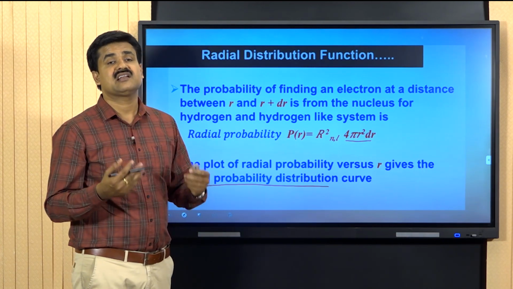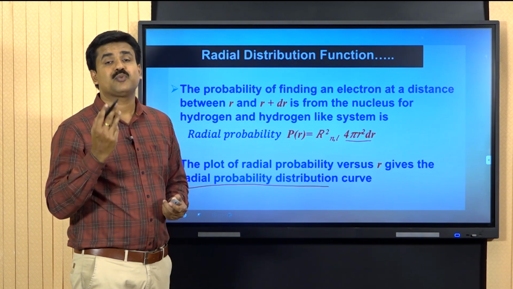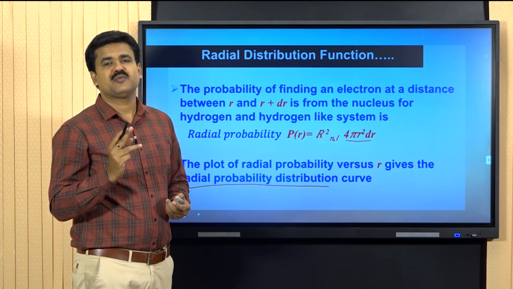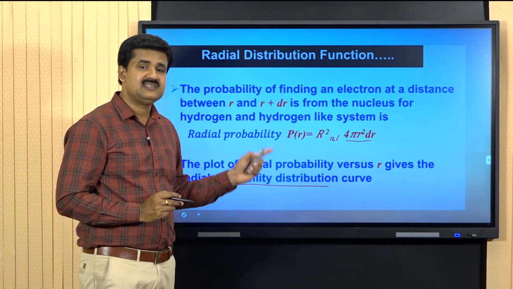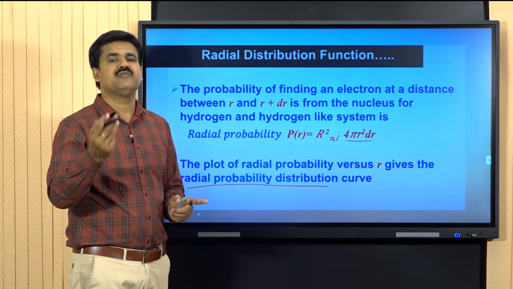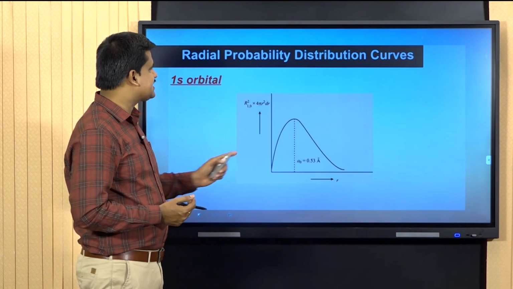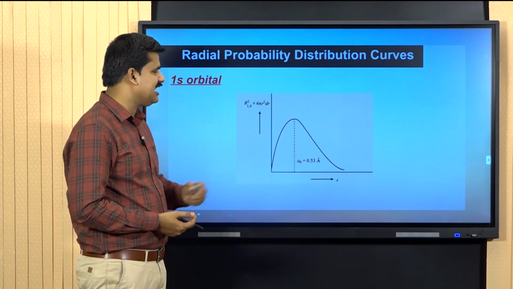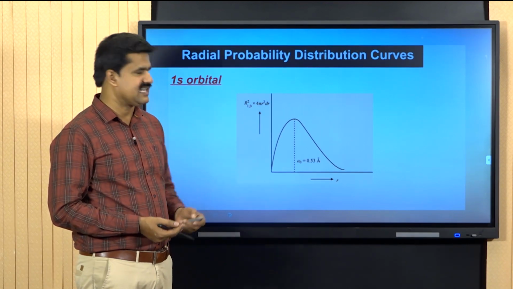The plot of radial probability against r gives a set of curves known as radial probability distribution curves. So, what are radial probability distribution curves? The plot of radial probability against small r is termed as radial probability distribution curve. And we are now moving on to the details of the radial probability distribution curve. This is the radial probability distribution curve for the 1s orbital. And on the y-axis, I am taking the radial probability, and the x-axis represents small r, that is radius.